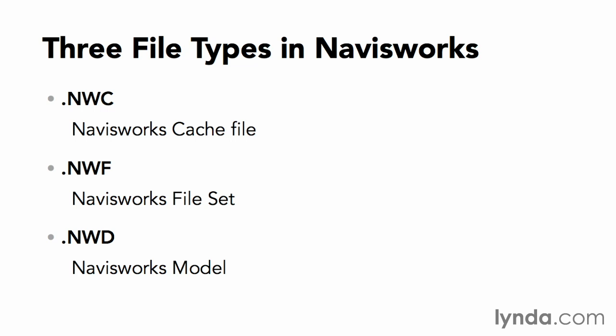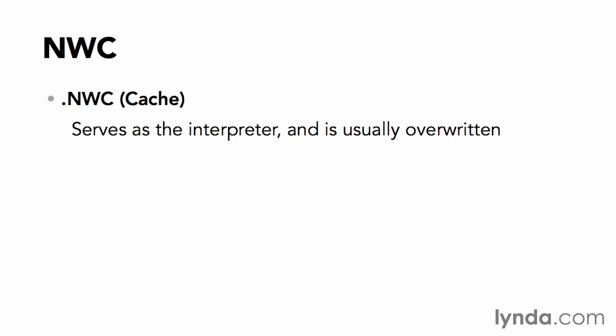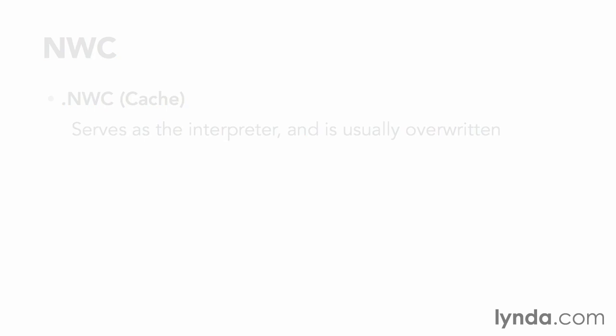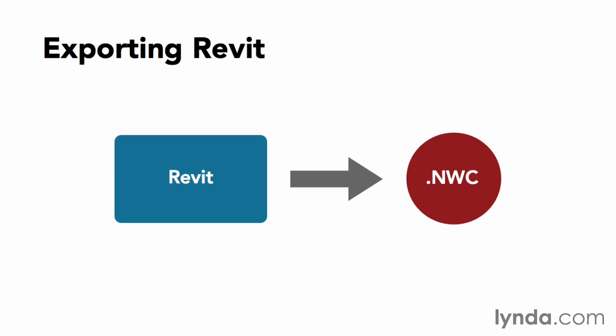Let's take a look at NWC. NWC, we said, is called the Navisworks cache file. This file is generated in two ways. If you open any kind of file directly, Navisworks will generate an NWC. This file acts as the interpreter between Navisworks and the software you're using. When you export a file from, say, Revit, that export will generate an NWC file. This file can then be merged or appended into Navisworks. An NWC file cannot be saved.